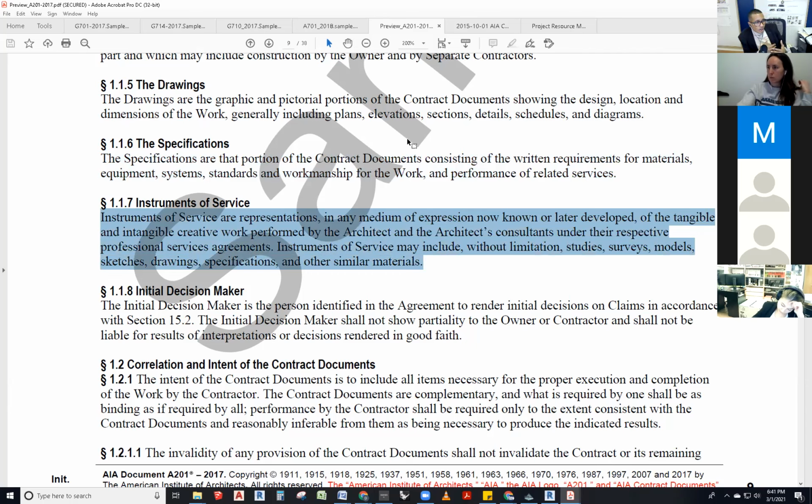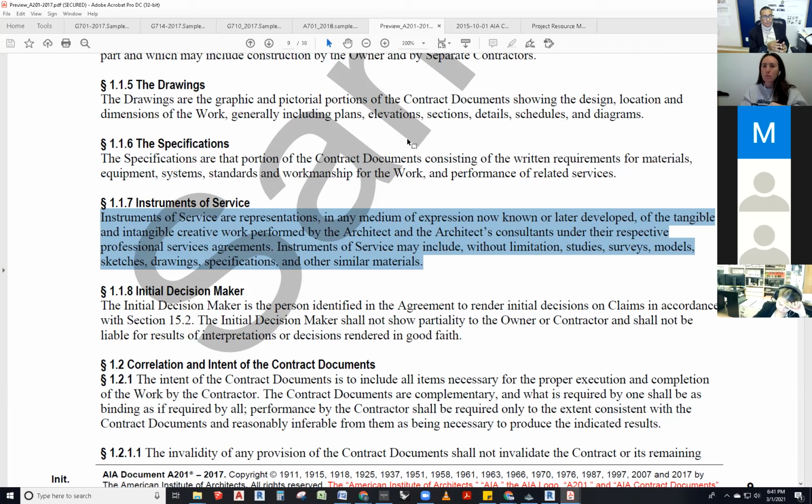Instruments of service are representations in any medium of expression now known or later developed of the tangible and intangible creative work performed by the architect and the architect's consultants under their respective professional services agreements, B101, C401, right? Instruments of service may include, without limitation, studies, surveys, models, sketches, drawings, specifications, and other similar materials.